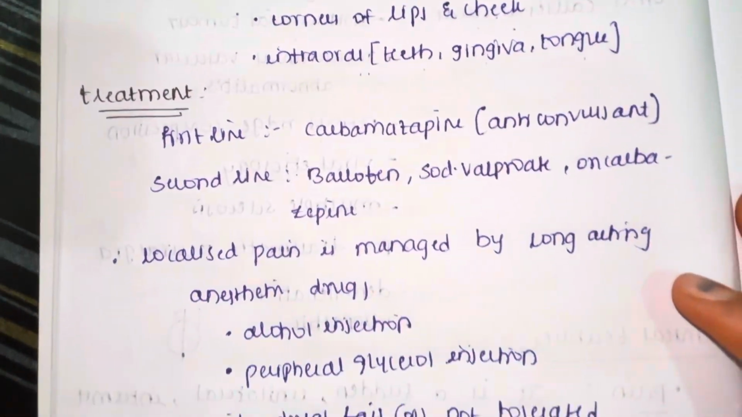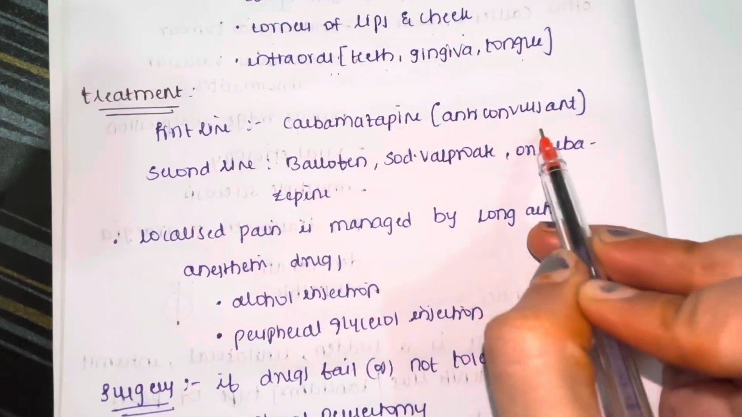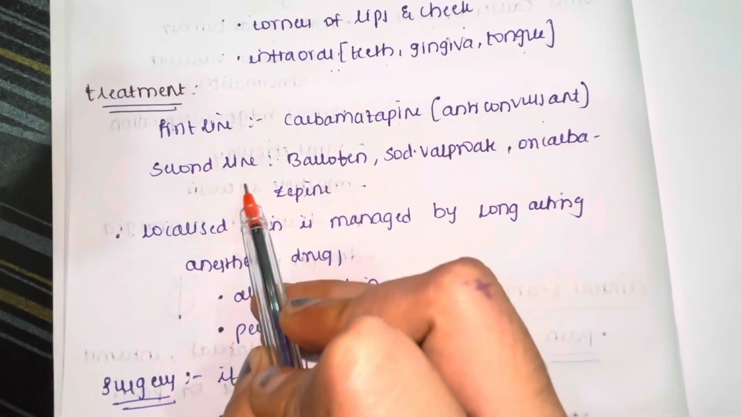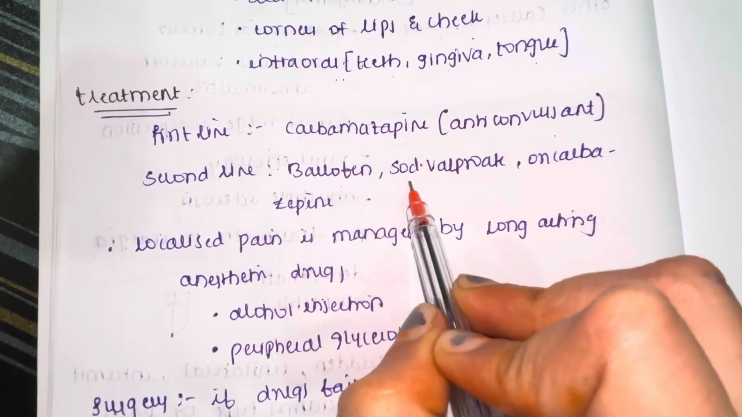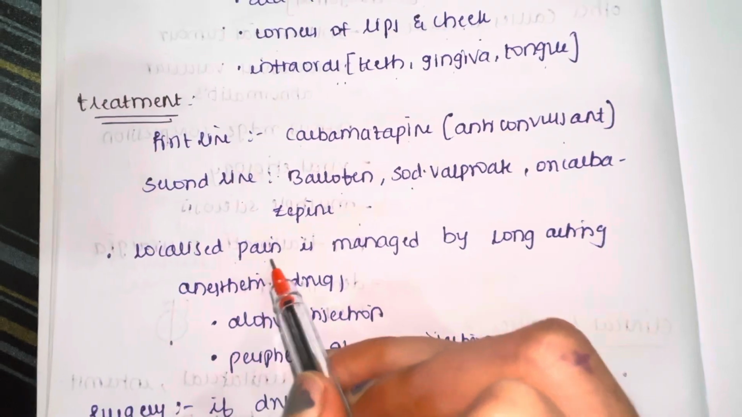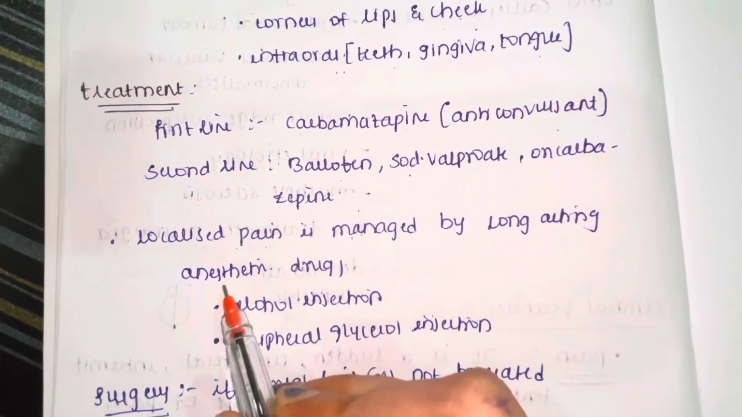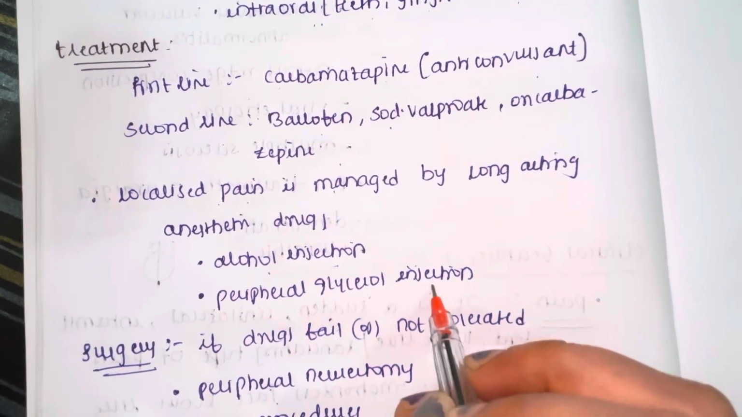Okay, now here comes the treatment. The first line treatment is carbamazepine. It is an anticonvulsant drug. The second line drugs are baclofen, sodium valproate, oxcarbazepine. Now, this localized pain is managed by long acting anesthetic drugs like alcohol injection and peripheral glycerol injection.